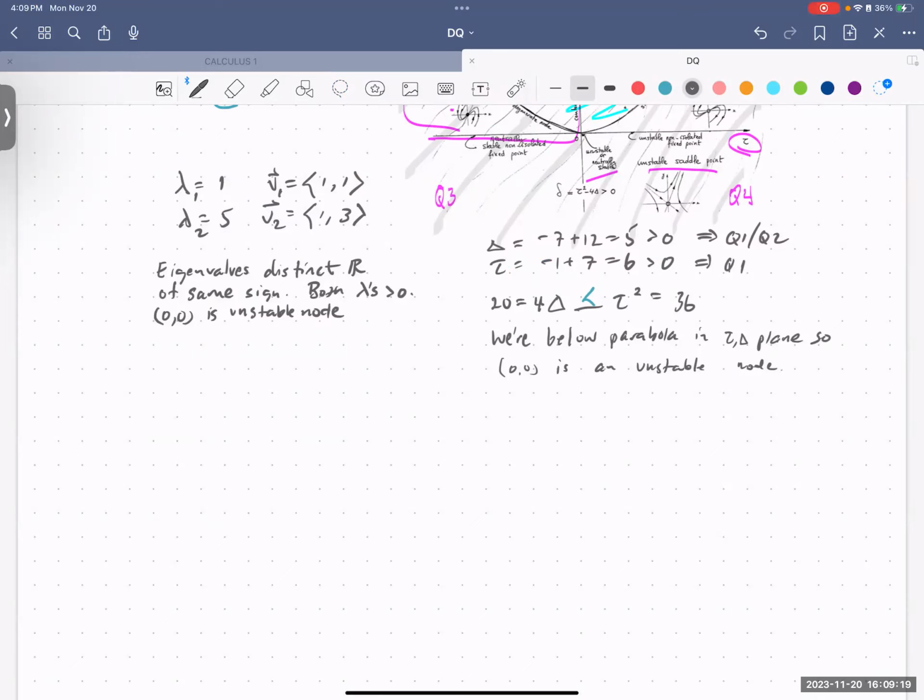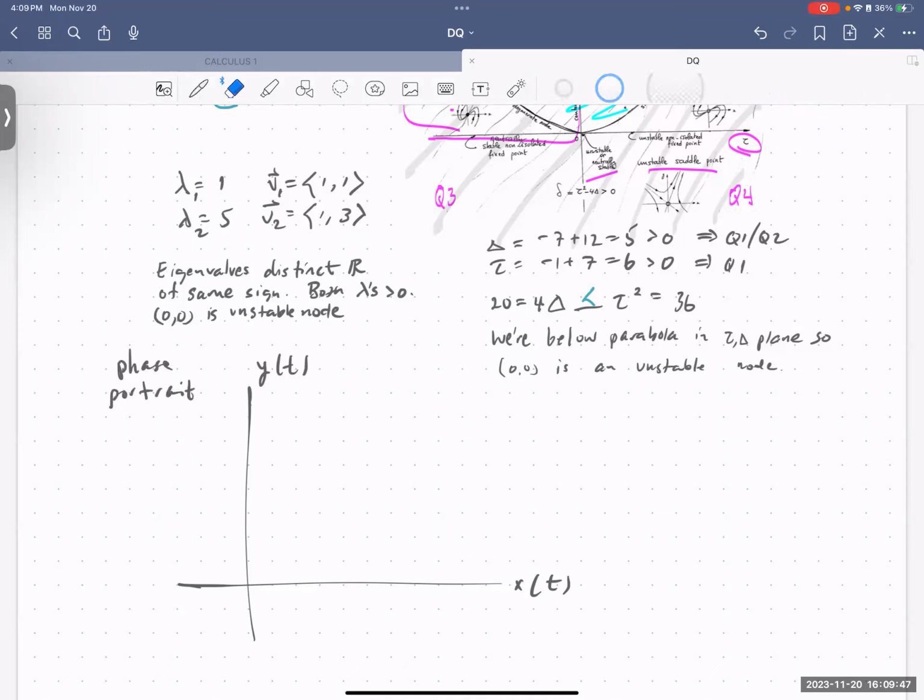We don't need a general solution. We could just plot given our eigenvectors (1, 1) and (1, 3), and knowing the signs of our eigenvalues. This is a phase portrait that we're plotting. We know it's an unstable node. So let's take the eigenvector V1. That's 1 in the x, 1 in the y. So if we went over 1, up 1, there's V1.